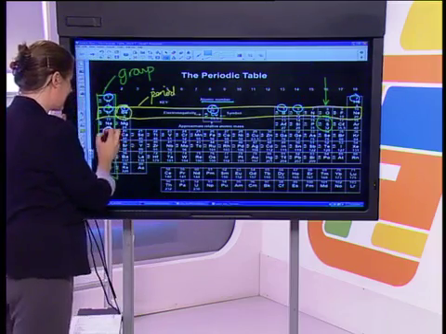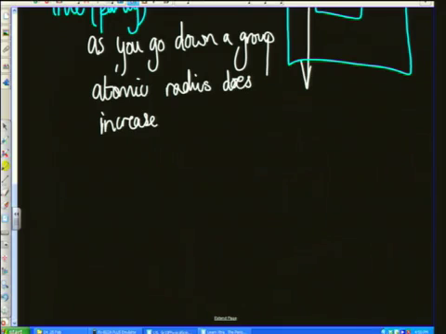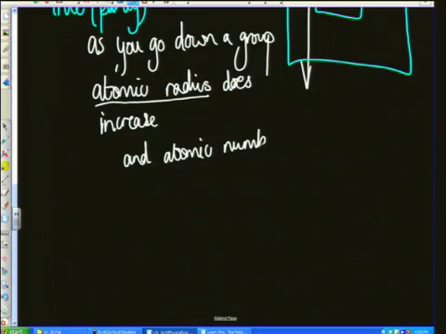Potassium, there it is, 19. And so yes, atomic number is increasing and atomic radius is increasing as you go down the group. Atomic radius does increase and atomic number also increases.